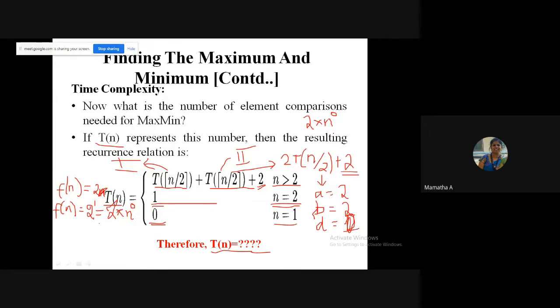So what is the value of D now? In this case, D equals 0. Do you all agree with me? Yes, ma'am. So D is equal to 0. What is the relation? A is greater than B to the power D, and n is linear only. So it is now belonging to linear.